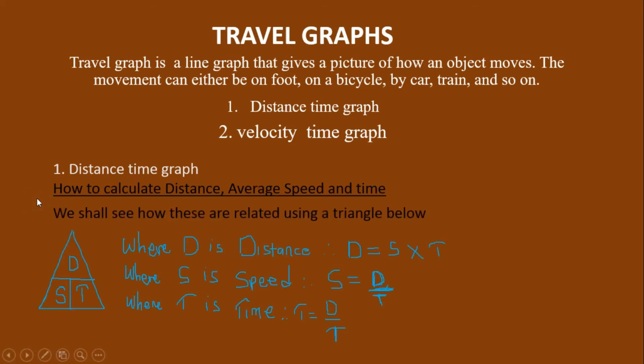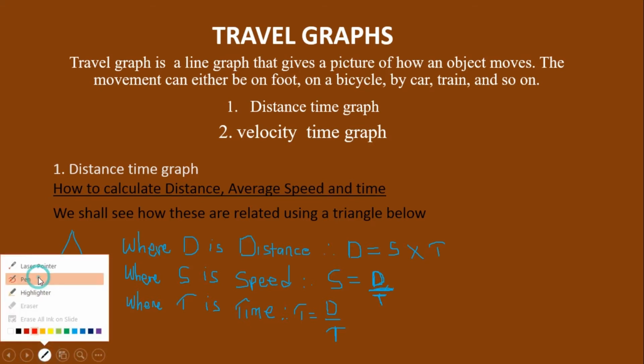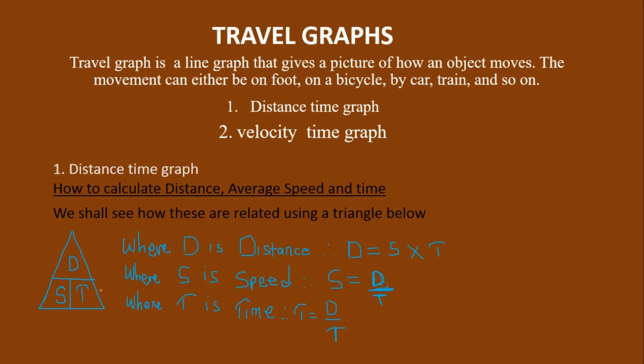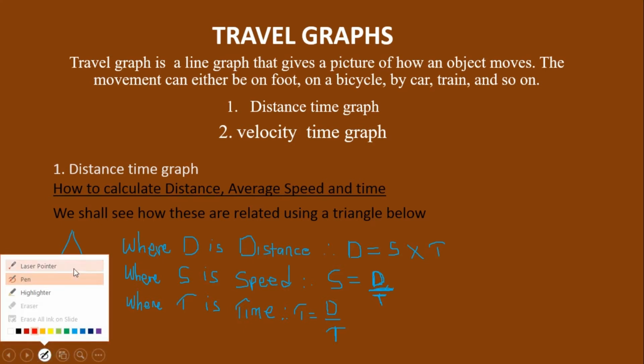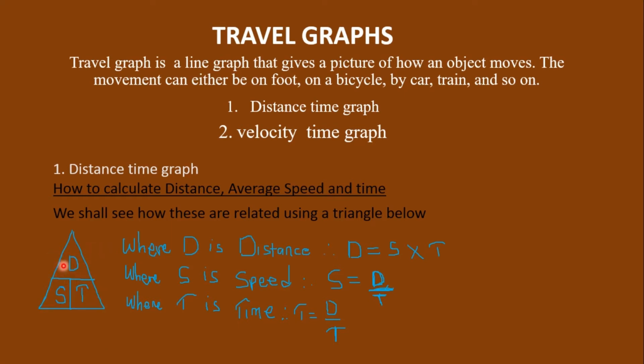Now we shall see how distance, speed, and time are related using the triangle. We have a triangle that shows the relationship between distance, time, and speed. Distance is equal to speed multiplied by time, so if you want to find distance, you can use this formula. If you're finding speed, speed is equal to distance divided by time taken. If you're finding time taken, you say total distance over speed.